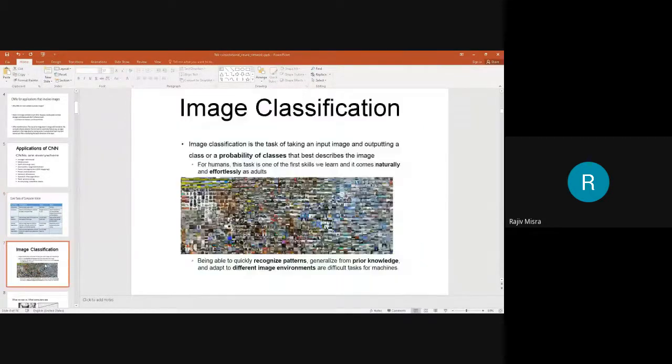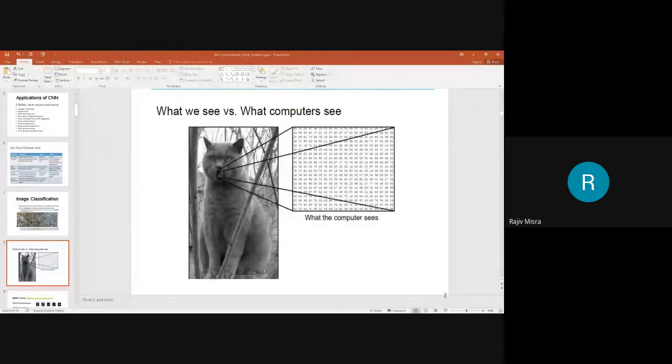Now let us understand what image classification is. Image classification is the task of taking an input image and outputting a class, or the probability of the classes, that describes the image. Image classification is quite straightforward as far as human beings are concerned, but it becomes quite tedious when computers are involved. Take this example here: in this image, you can see the image of a cat. We can see and classify immediately that this is a cat.